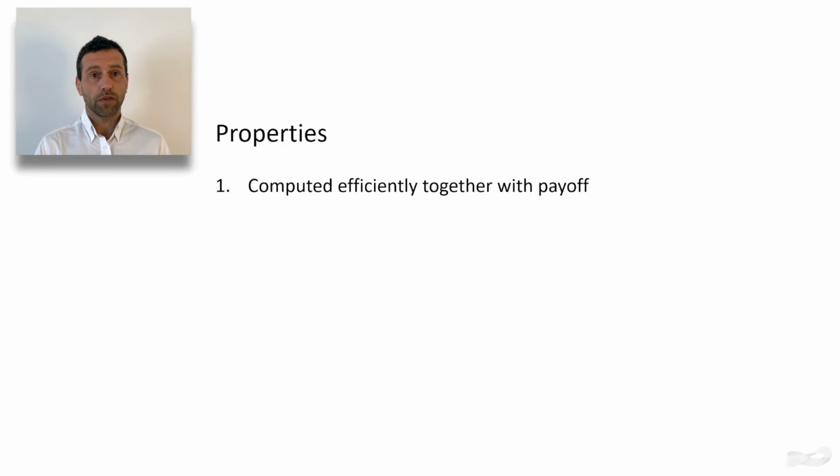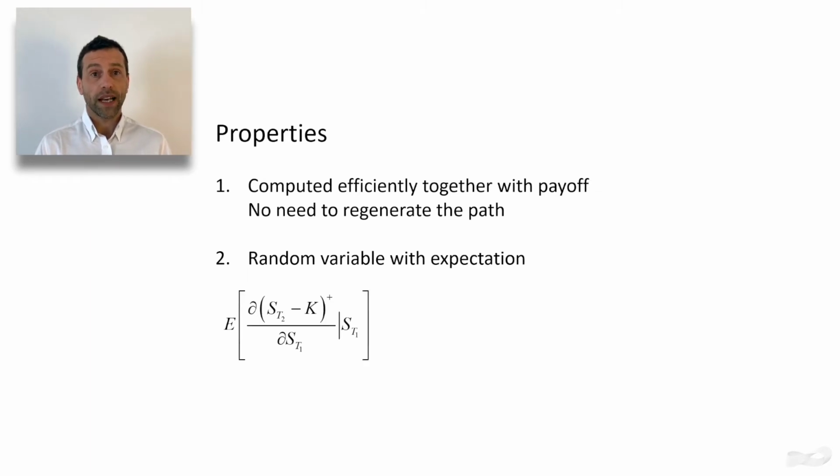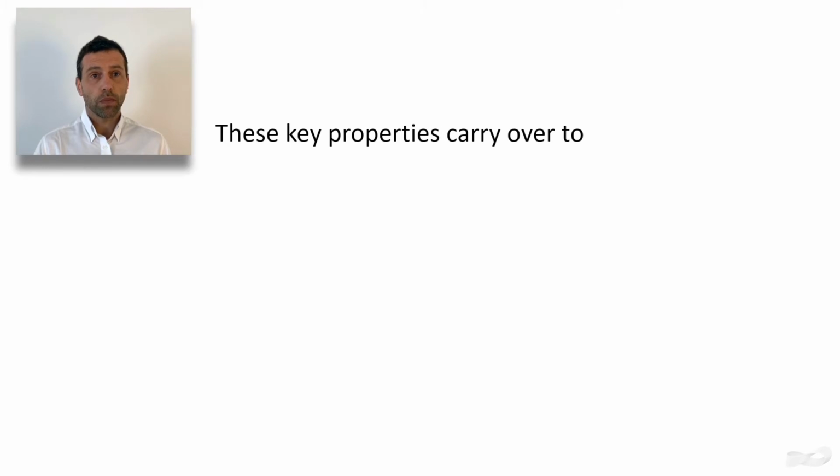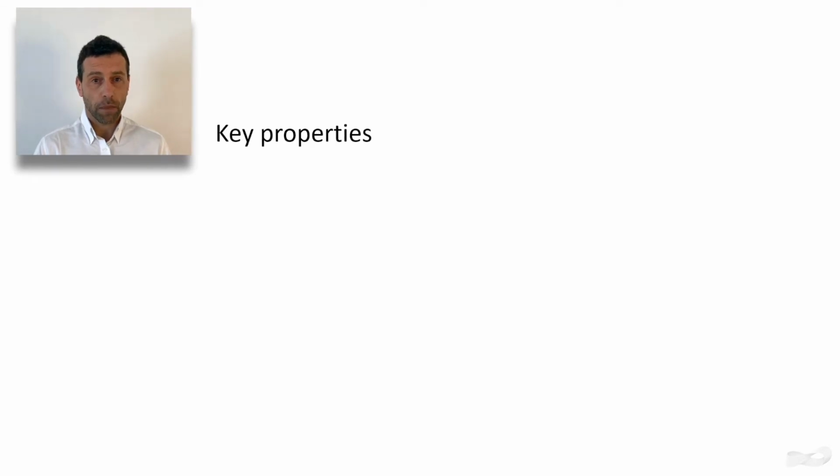Notice I can compute the pathwise differential very efficiently together with the payoff along a given path without having to regenerate the path. The pathwise differential is also a random variable dependent on S_T2. We can compute its expectation with elementary calculus, and the result is N of d1, the Black-Scholes delta. These two key properties carry over to arbitrary models and arbitrary payoffs, provided appropriate smoothing.